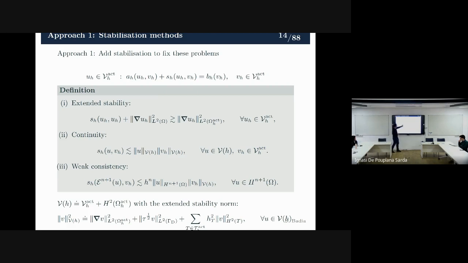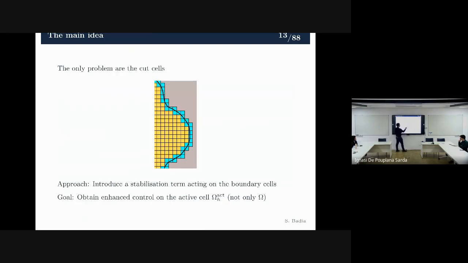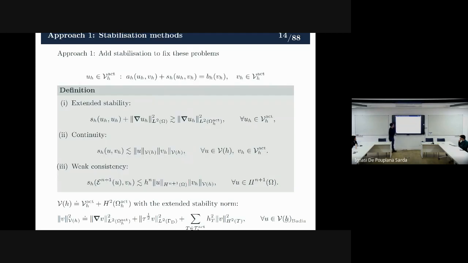We need to add something that extends the stability that you have from the bilinear form, which is only in the interior of the domain, to the whole active mesh. So the stability is not only in the interior part, but also in the external part of the cut cells. If you're able to have something like this, then you will be able to solve the problem that we had before. So you need to extend the stability that you had before, adding this additional stabilization.